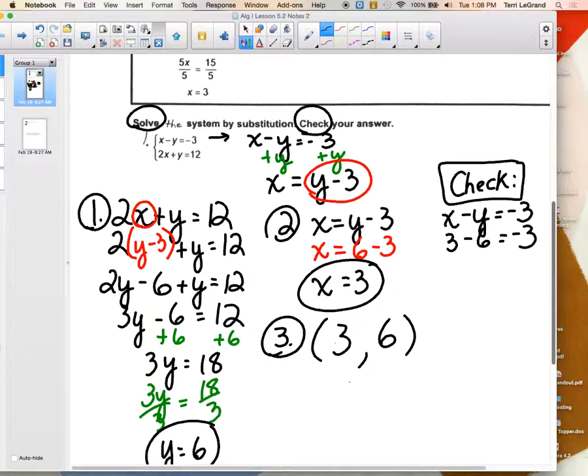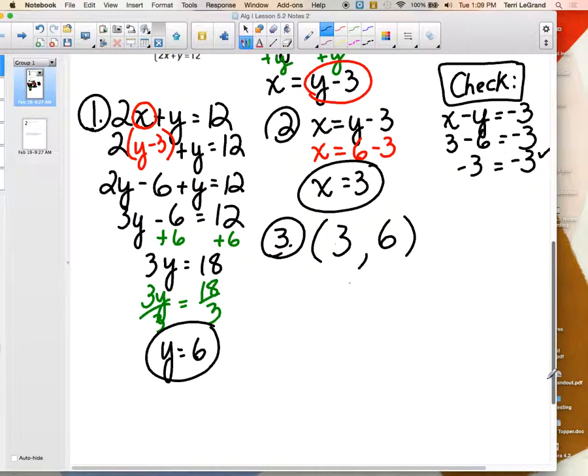3 take away 6 is negative 3. Bring down our equal sign. Nothing to do on that other side but bring the negative 3 down. Does it check? It checks. We end up with an equality, so it checks. But it can't just check in one of them. It has to check in both of them.